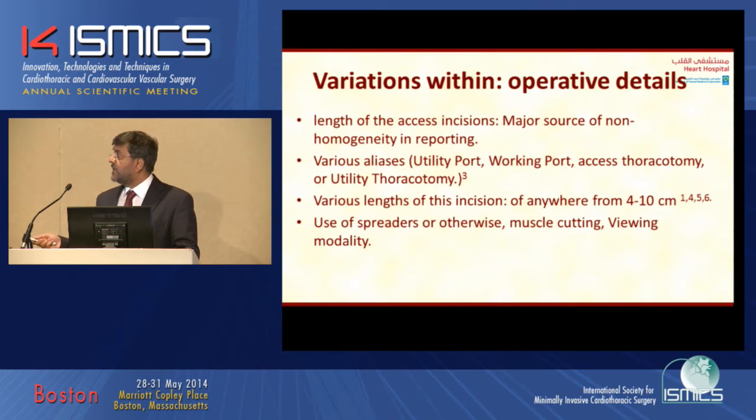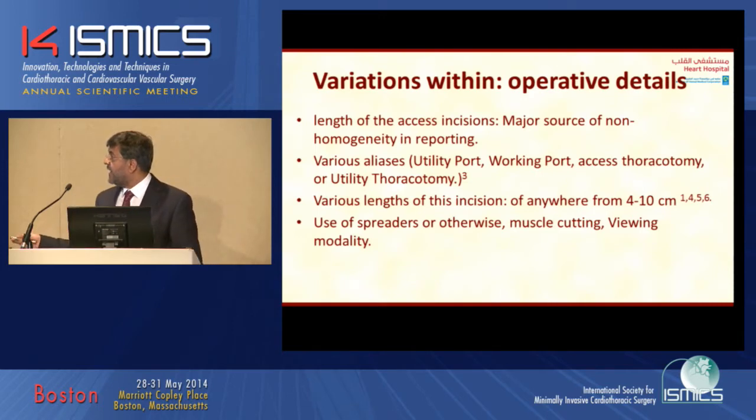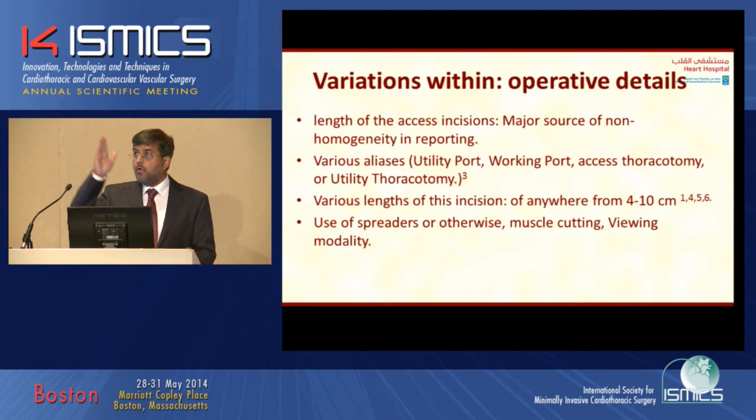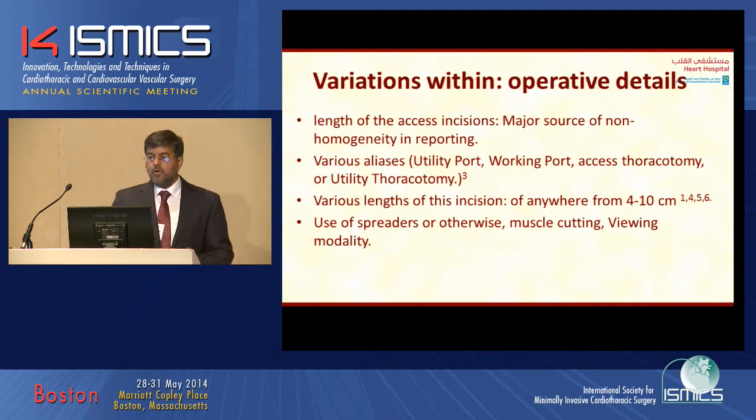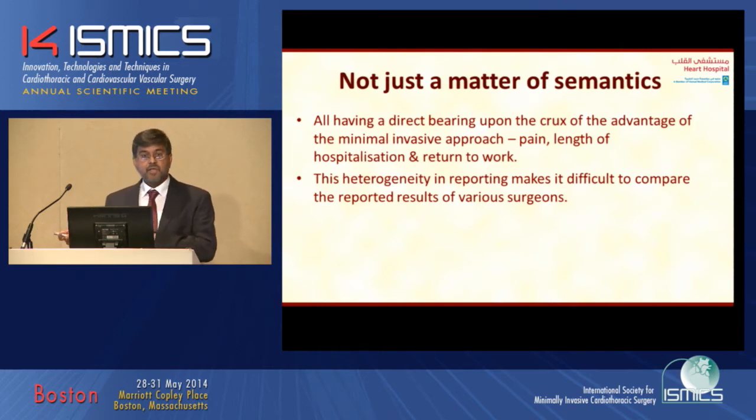For example, for the largest incision which you make during minimal access surgery, there are various names. It's called utility port, working port, access thoracotomy, utility thoracotomy, and the length could vary in published literature up to 10 centimeters. Then whether you have a direct look through the wound, whether you look only at the monitor, whether you cut the muscle, or you use the spreader or not. So it's not only a matter of semantics, because just to recap, it's all about little pain, which leads to all the other things: lesser length of stay, better, quicker return to work.